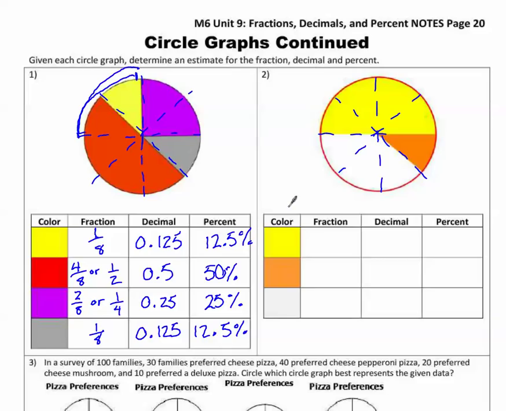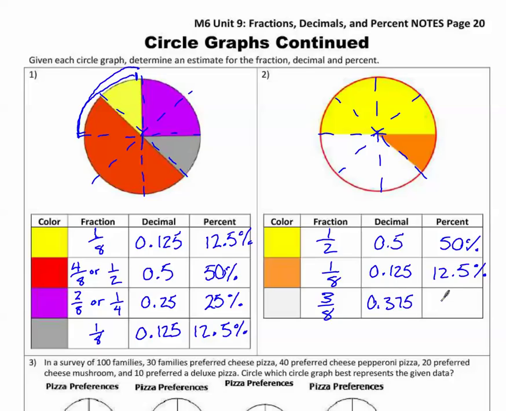All right, so your fraction is 1/2, your decimal is 0.5, your percent is 50 because it's half of the circle. The fraction for the orange is 1/8. We've already done that one, so it's 0.125. Percent, 12.5%. It's half of a quarter. The last one was a little tricky. 3/8. When you divide that, you get 0.375, which gives us 37.5%. So that was the trickiest one on there.